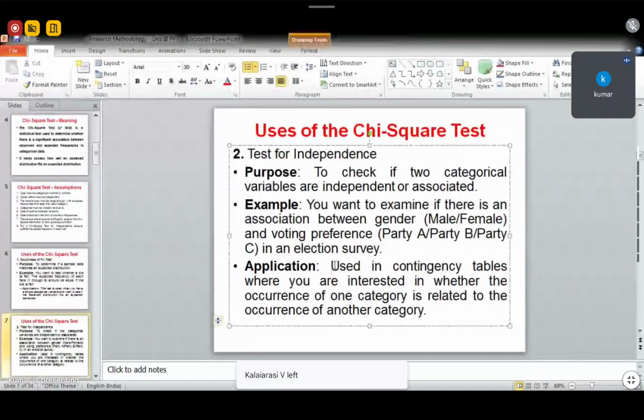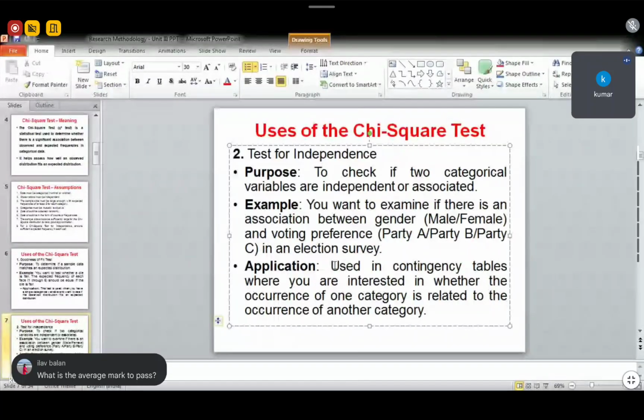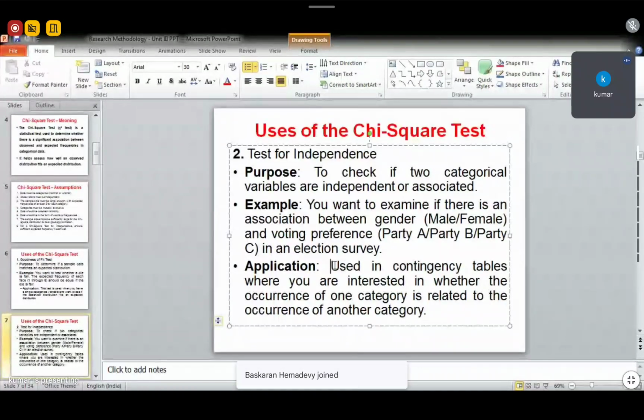The second use is the test for independence. Here the purpose is to verify if two categorical variables are independent or associated with each other. For example, when you want to examine if there is an association between gender, that is male and female, and voting preference, particular party A, party B, or party C, in an election survey, then you can use this chi-square test.